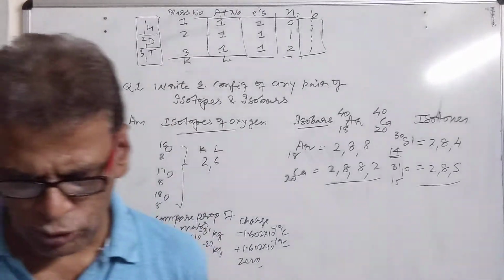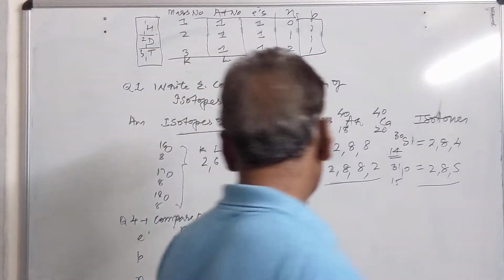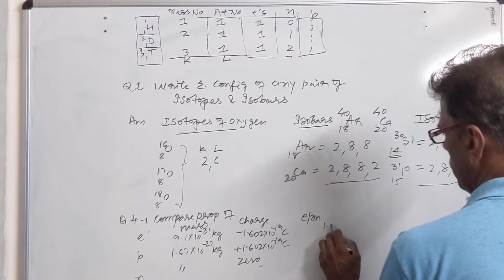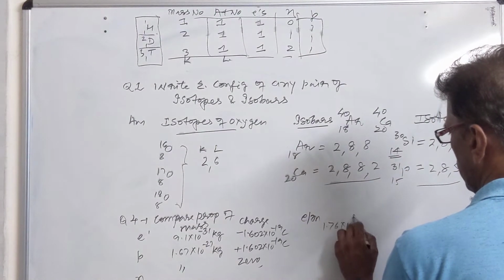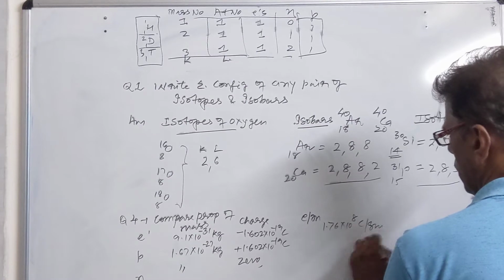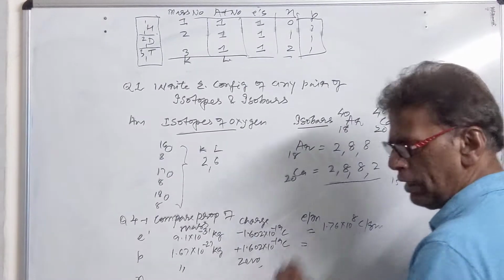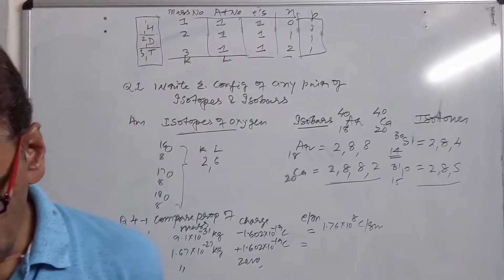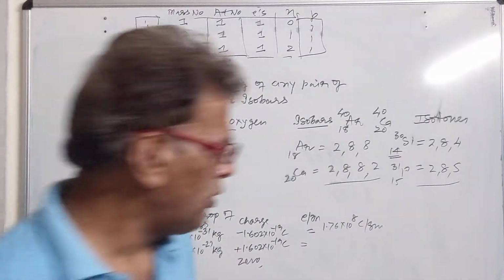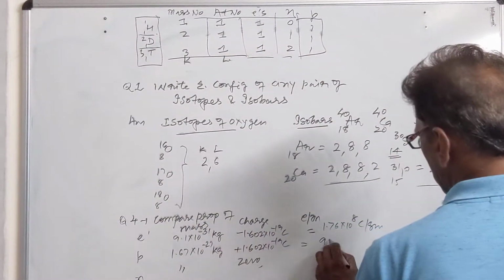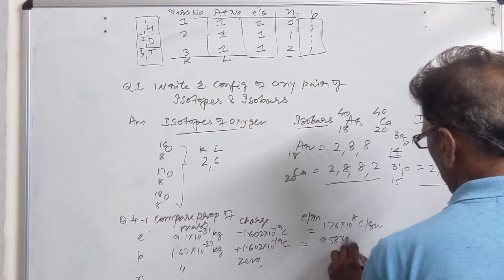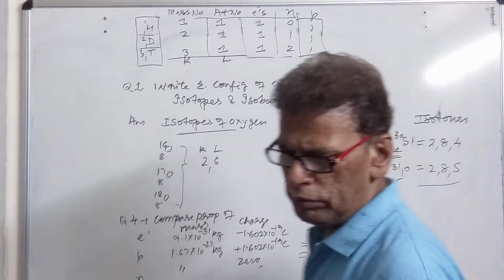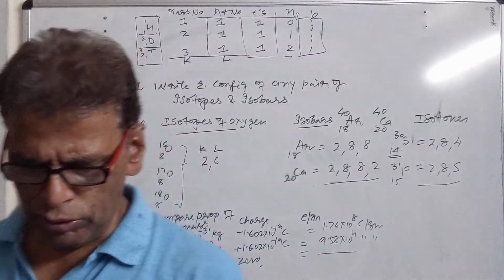Then the e by m ratio for electron is 1.76 into 10 raised to power 8 coulomb per gram. And it is lightest, minimum in case of the protons or hydrogen ions, and 9.58 into 10 raised to power 4 coulomb per gram. Neutron has no e by m ratio, 0.